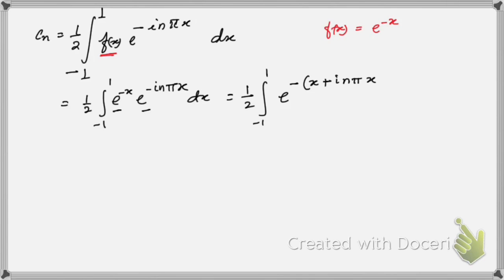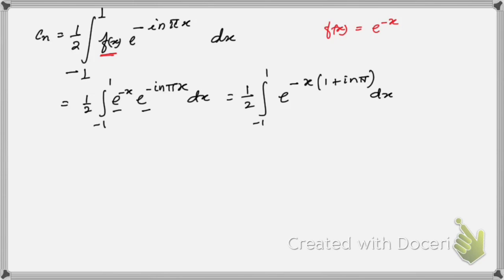Okay, and you can take x also common, right? So on taking x common, you take minus x as common, (1 + i n pi) dx. That's going to be the simplified form, right? So now what we're going to do is integrate this.